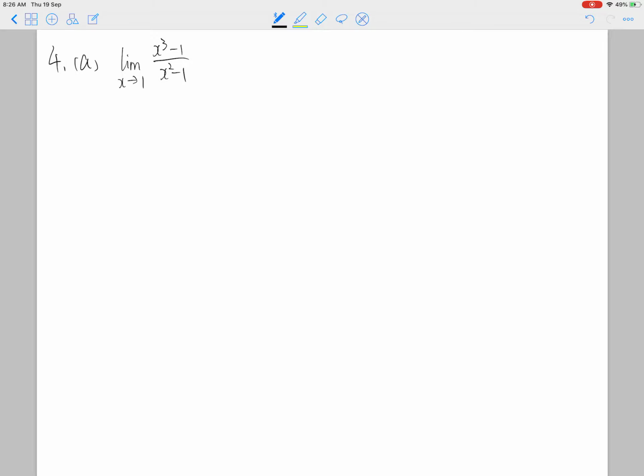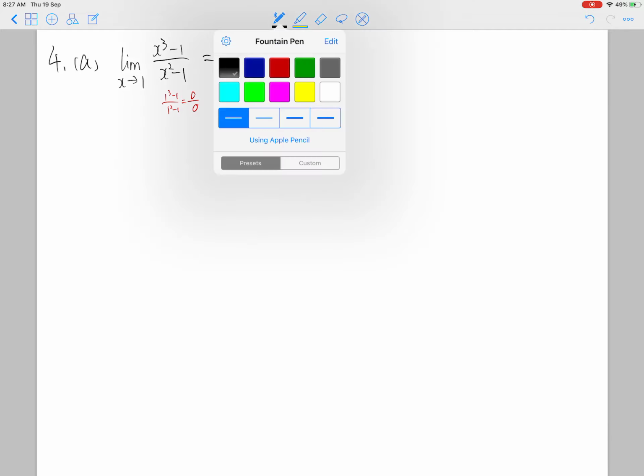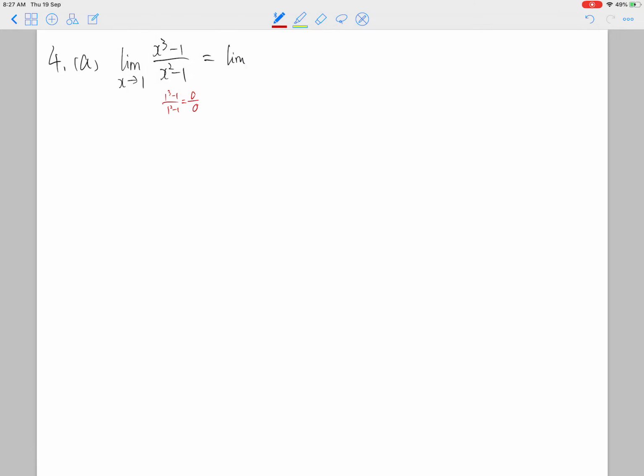For example, here, if you try sub in, it will be 1 cubed minus 1 over 1 squared minus 1. It will be 0 over 0. So you don't get the answer, right? Definitely the limit is not defined. Okay, so what should we do? Usually when you sub in, it's 0 over 0. You can expect a common factor between the numerator and denominator, and the common factor is x minus a. A is this value.